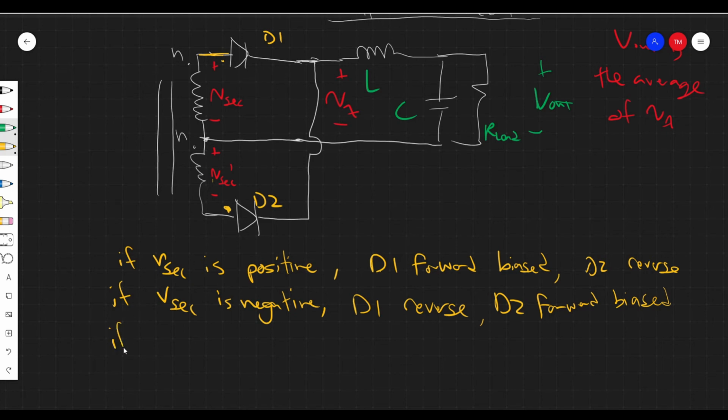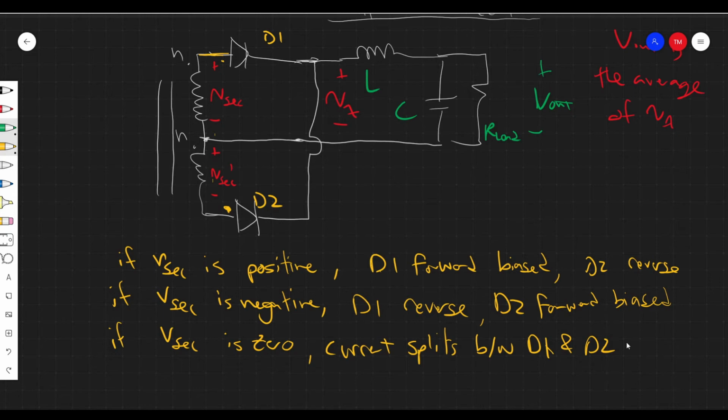And finally, again, the question is, if Vsec is 0, then what's going to happen? Well, if Vsec is 0, then basically this is a short. This whole thing is a short, right? Because there's 0 volts across this winding, there's 0 volts across this winding, which puts D1 and D2 in parallel, and effectively splits the current between them. Right? So we kind of have three states again. One state D1 conducts, another state D2 conducts, and the third state, both of them conduct.